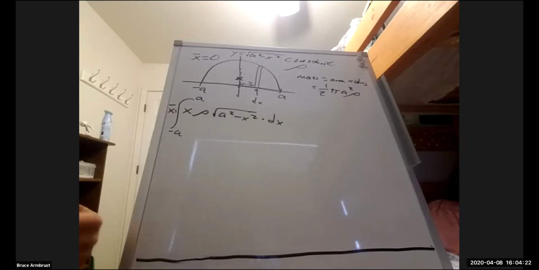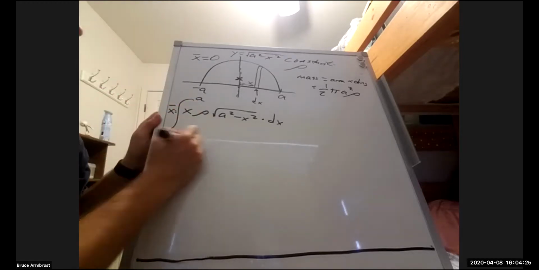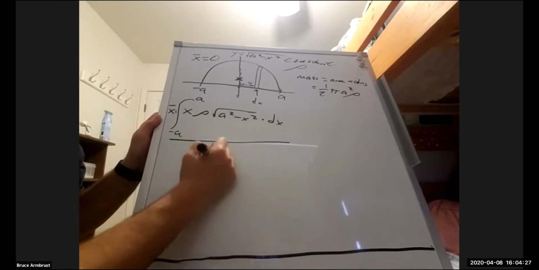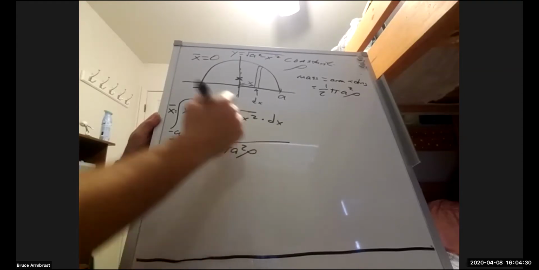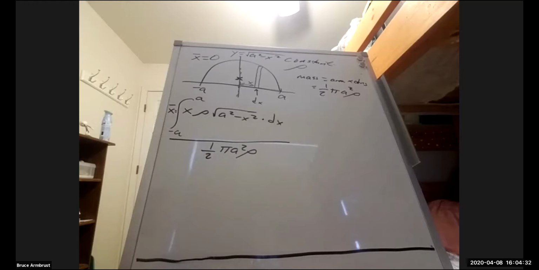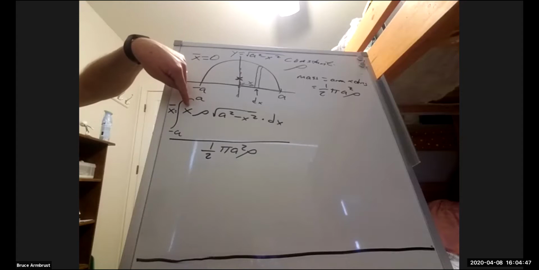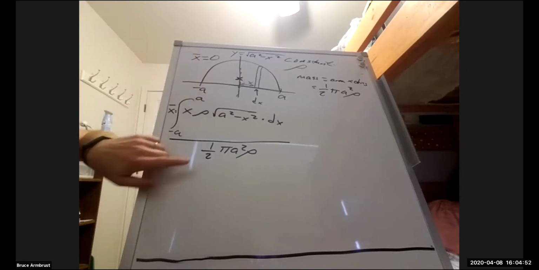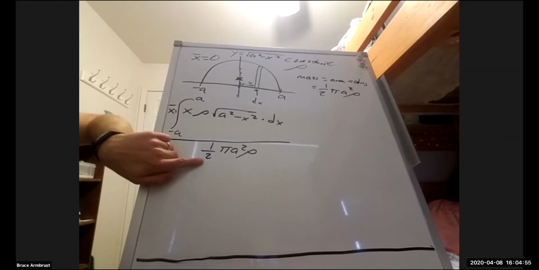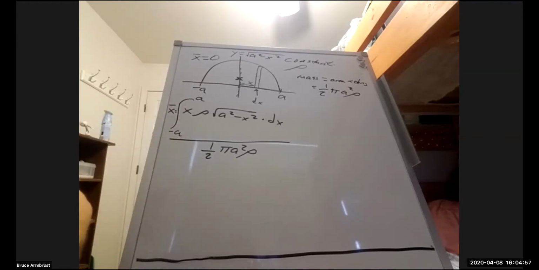All right, so we take this, and then we have to divide by the mass. So we'll divide by 1/2 pi a squared rho. So go back and look at the formula for when it was point masses, and you saw that the top was the sum of x_i m_i. Well, that's what this is. Remember, an integral is a sum. It's just an infinite sum. And then we divided by the total mass. And that's where that 1/2 pi a squared rho is.